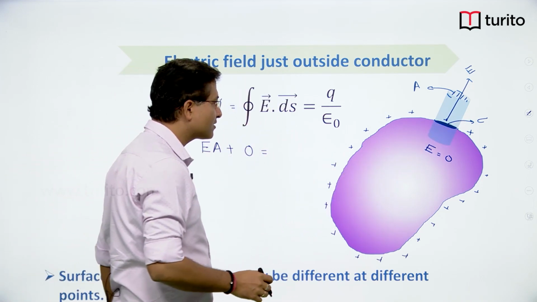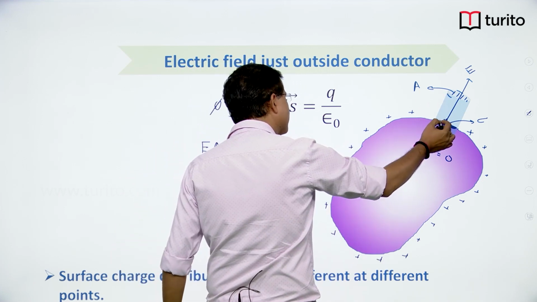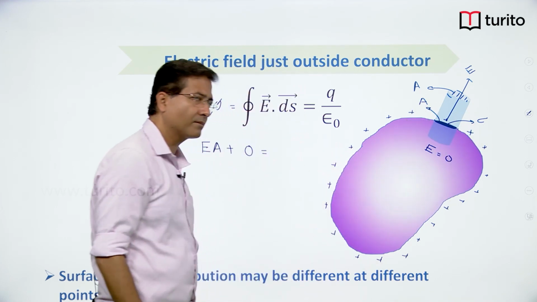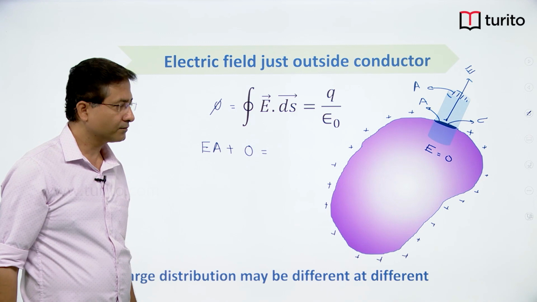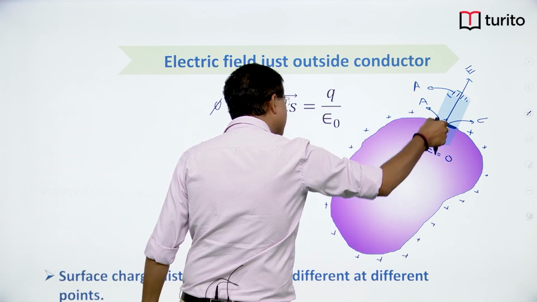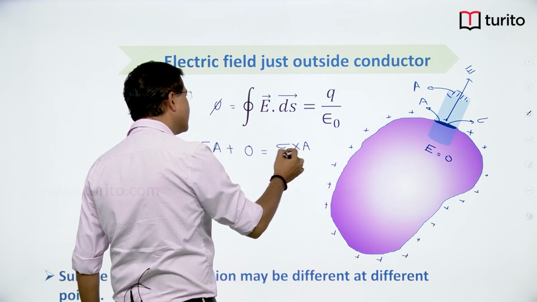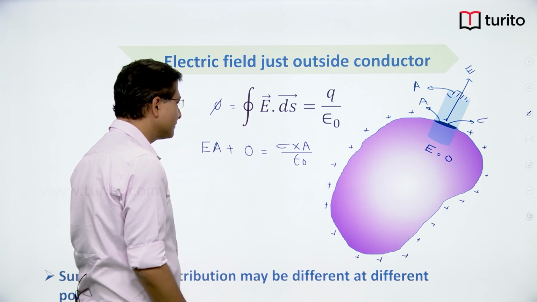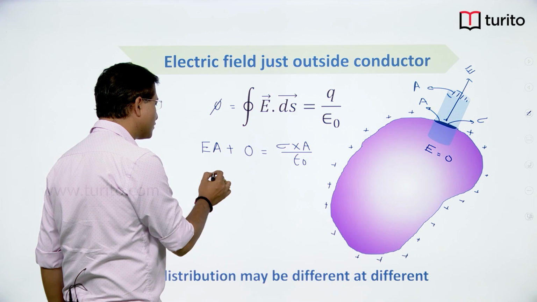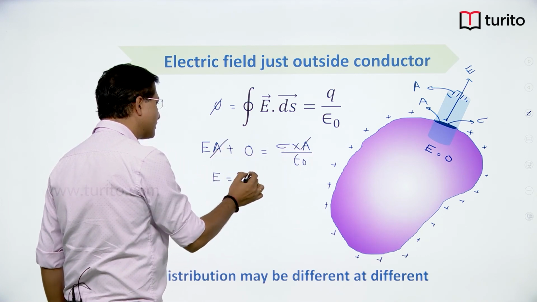Now, how much is the charge enclosed? If the area of this one is A, the area of this one is also A, and if you multiply the surface charge density by the area, you will get the charge. So, the charge enclosed by this Gaussian surface is sigma times A, divided by epsilon naught, right. So, for the field just outside we get, A gets cancelled out, sigma upon epsilon naught.